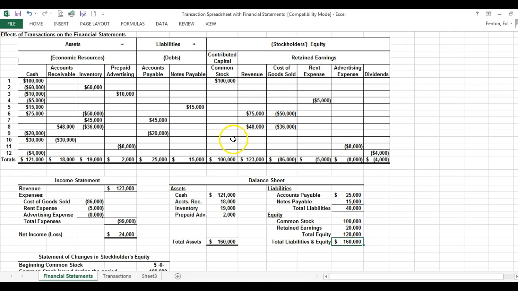Okay, I hope this helped you. See how the statements are being changed as we make entries, and it should give you a good idea about impacts of certain transactions, well, every transaction really, on the various financial statements.